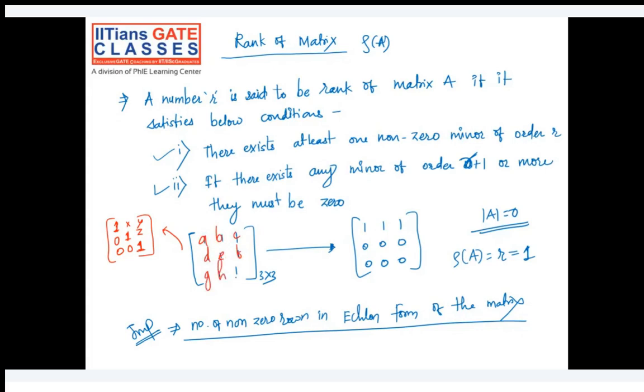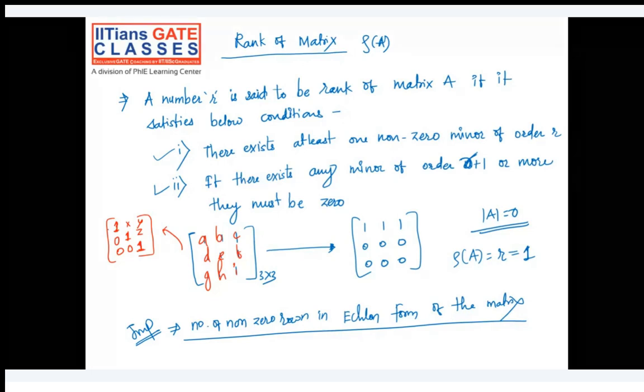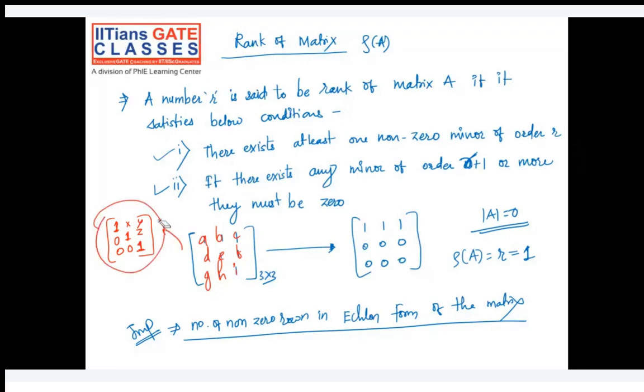When you are trying to convert into echelon form, if you get a matrix like this, 1 x y, 0 1 z, 0 0 0, so you were not able to make this one 0, this became 0 during converting it to the echelon form. So what will we say? Rank is 2, because the number of non-zero rows is 2.